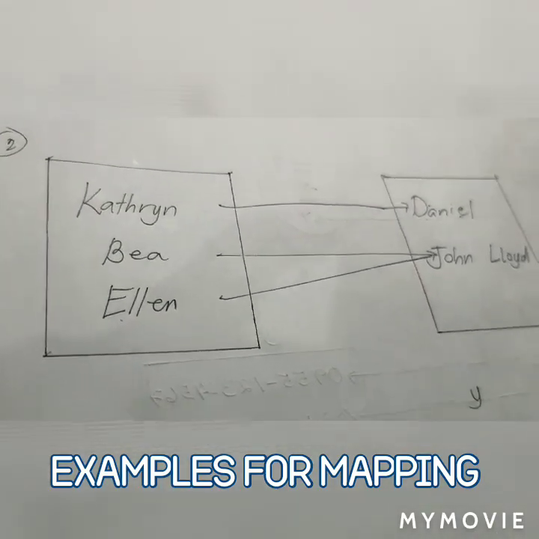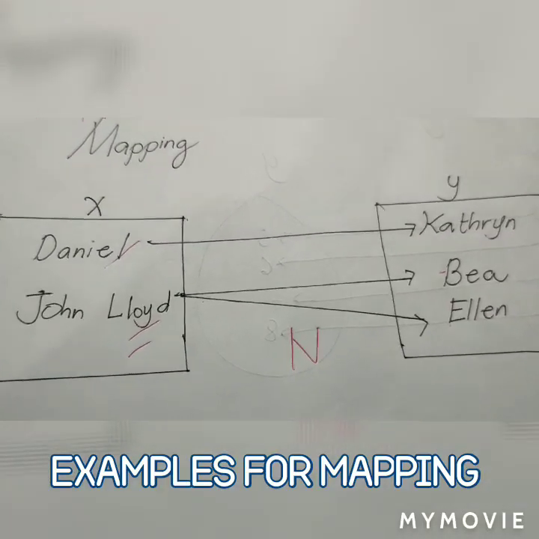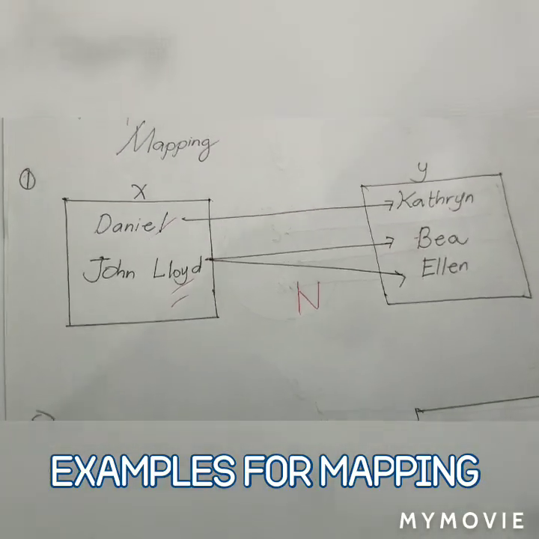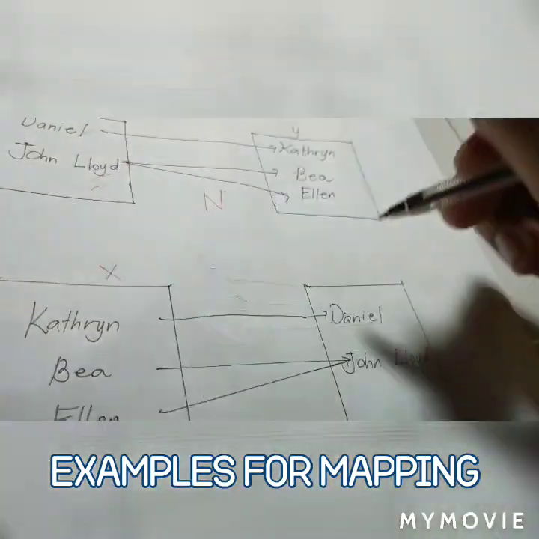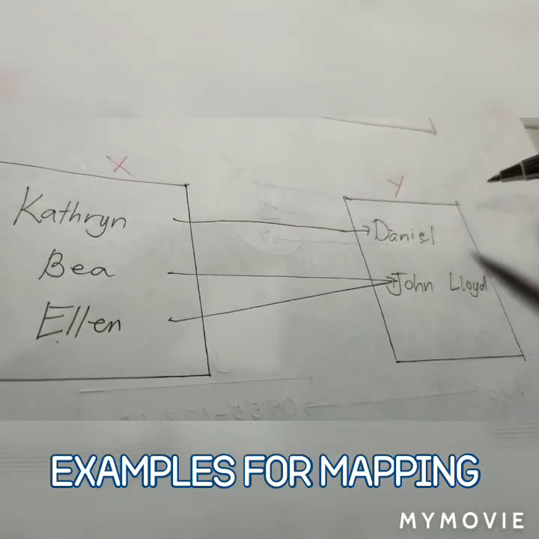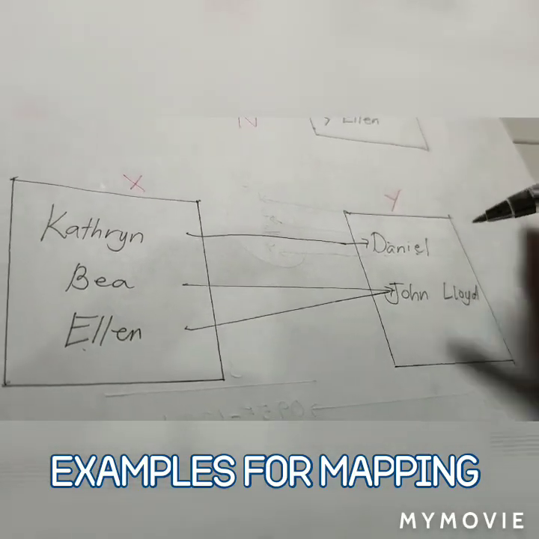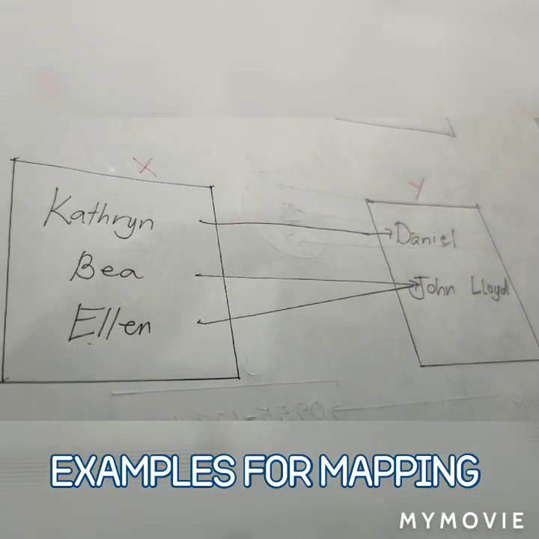How about if the y values become our x, and our x becomes our y? So we have here our x, y. Catherine is paired with Daniel. Bea is paired with John Lloyd. Ellen is paired with John Lloyd. Is it a function or not?